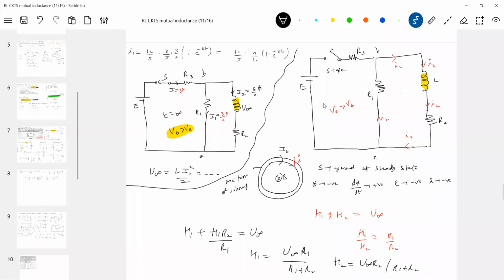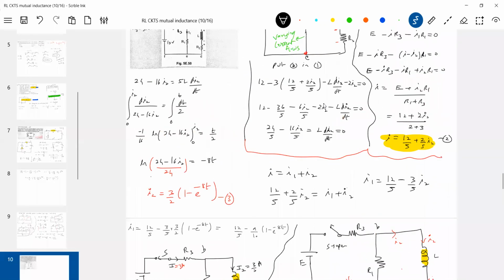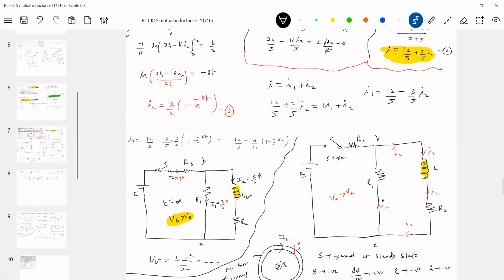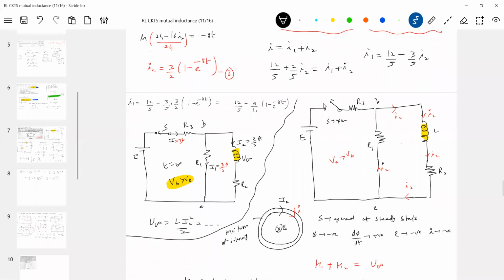So when they're parallel, then what happens? H1 by H2 will be R2 by R1. Go back to Ohm's law, series and parallel. Very important. Here the two resistors are in series. How can you see series? The same current flows here. This direction of current through the resistor R1 is something very important. It will change. Earlier, it was flowing from B to E. Now it will flow in the opposite direction. So this is some other current, let it be I2 dash. Don't get confused with that.